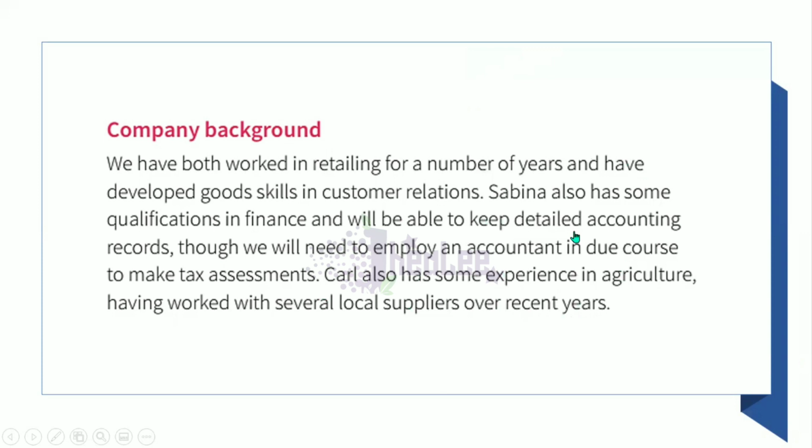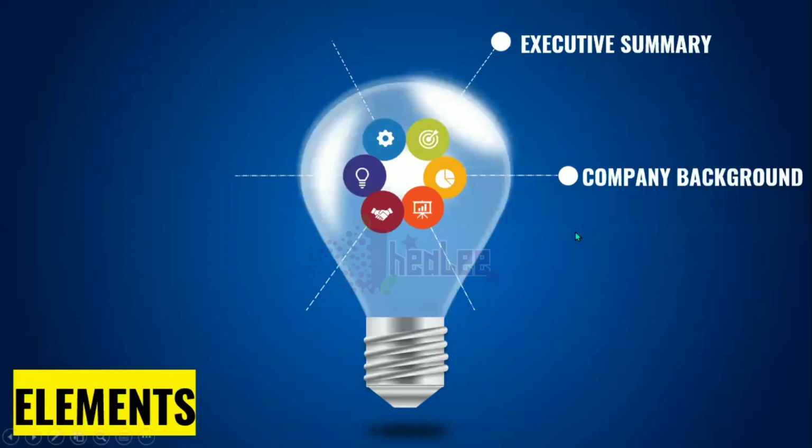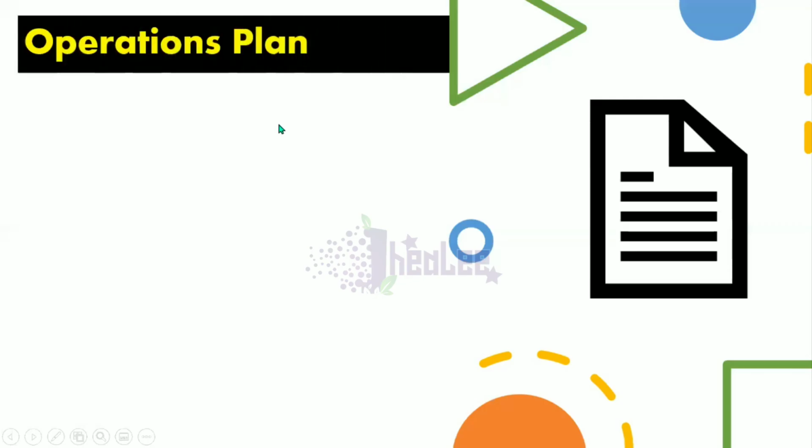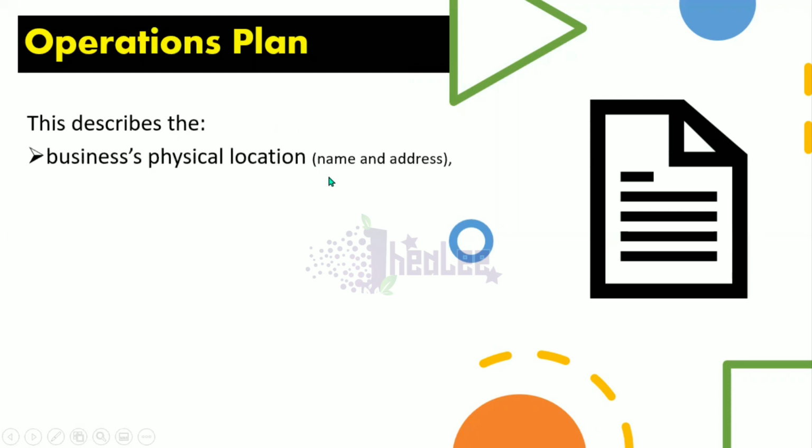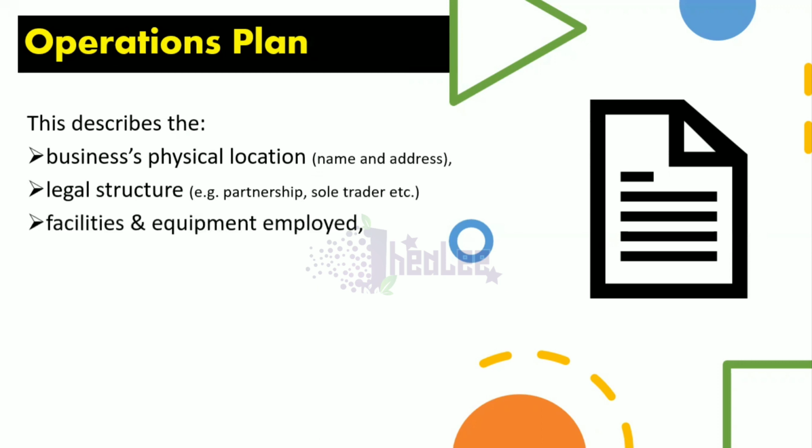We're now going to look at another element of the business plan. So far we have the executive summary, the company background, and now we're going to look at the operations plan. What is included in this section? The operations plan basically describes the business's physical location, the name and address, and the legal structure, whether it is a partnership, a sole trader, etc. And from the sample I'm using as the example, you realize that it's a partnership business that they are operating.